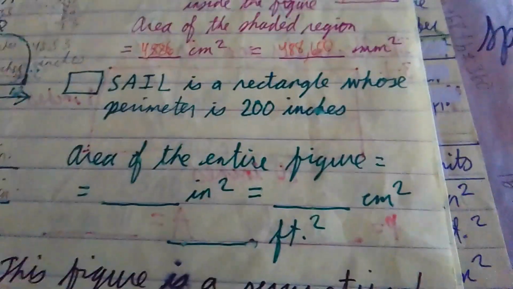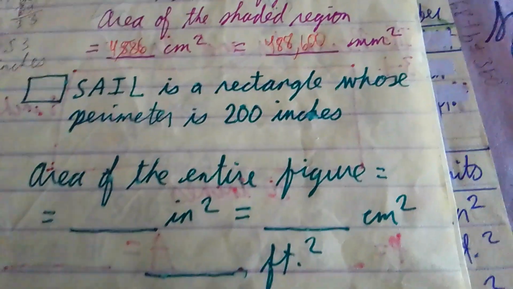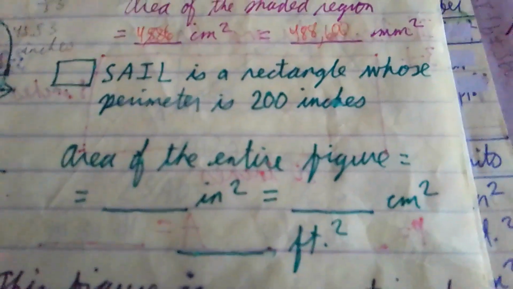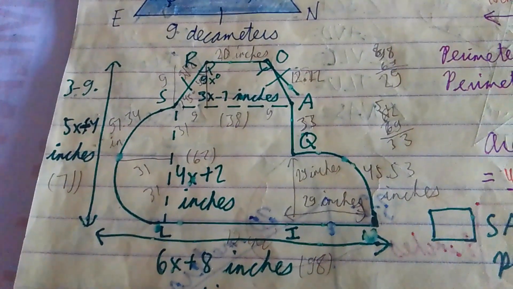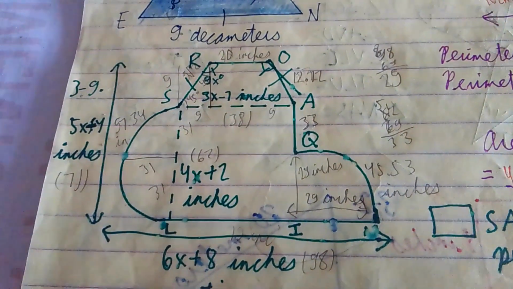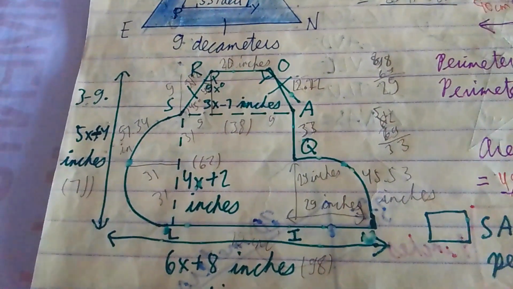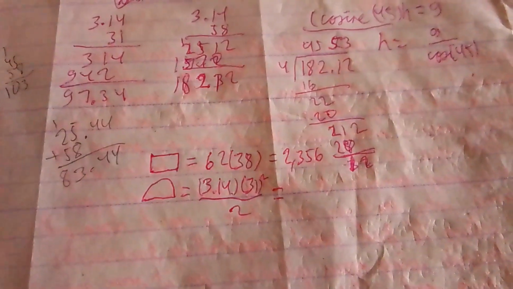Last is solving for the area. To solve for the area, mabilis lang to. You know already what to do. Part the figure into shapes to solve for the area. First, let's get the area of one shape. Let's start first with the rectangle. Okay, so now to solve for the areas of the shapes, let's start with the rectangle.